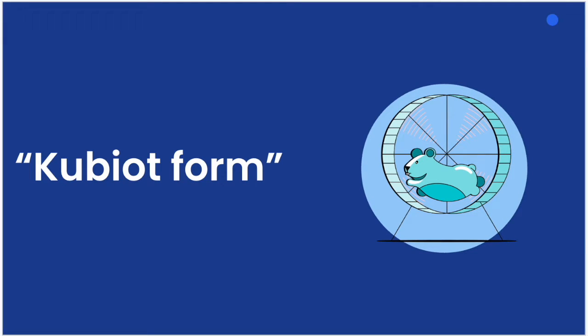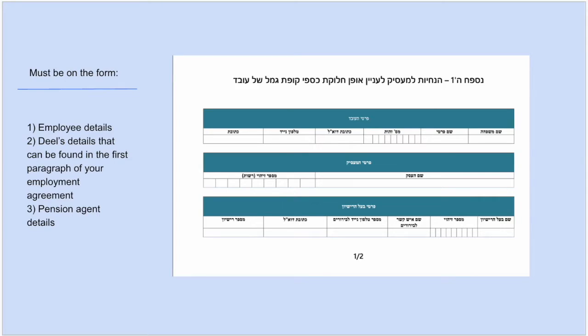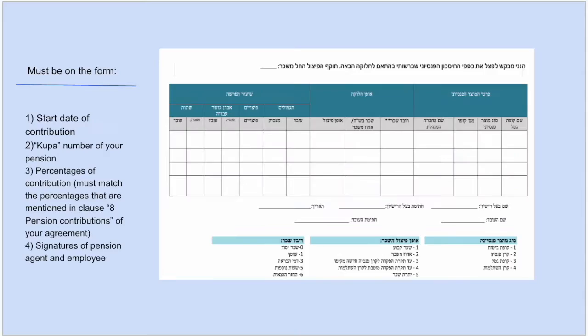The Kubiot form is a document that includes all the information of your pension fund and educational fund if applicable. This form is provided to you by your pension agent, and it must include your details, Deel details that can be found in the first paragraph of your employment agreement, and your pension agent details. The second page usually includes the start date of contribution, policy number of your pension, and percentages that must match Clause 8 of your agreement. Also, your signature and your pension agent signatures.